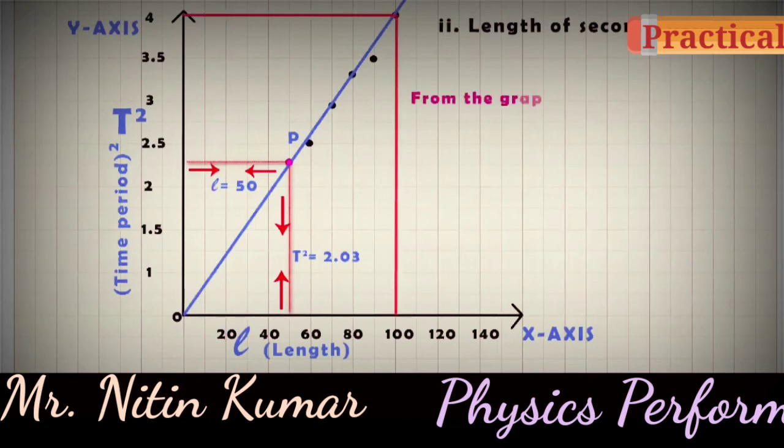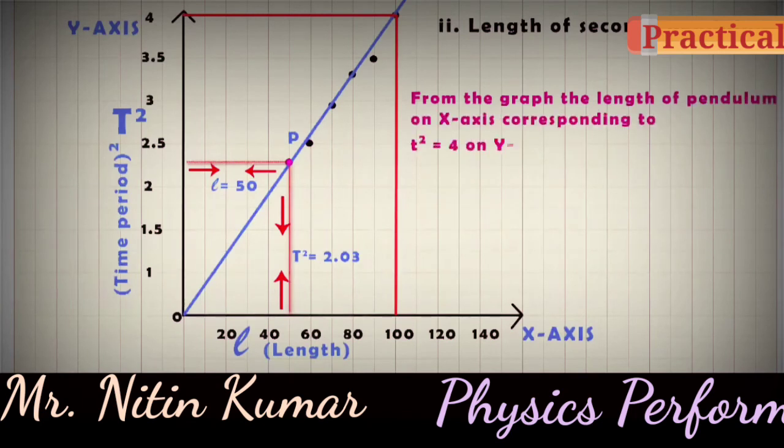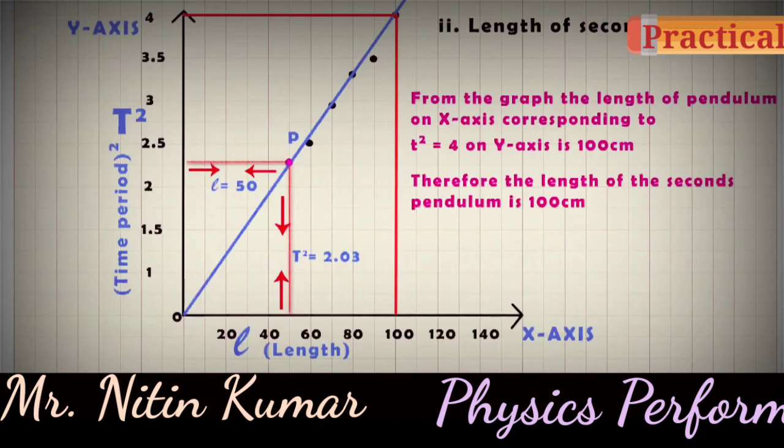From the graph, the length of the pendulum on the x-axis corresponding to T square is equal to 4. On the y-axis, it is 100 centimeters. Therefore, the length of the seconds pendulum is 100 centimeters.